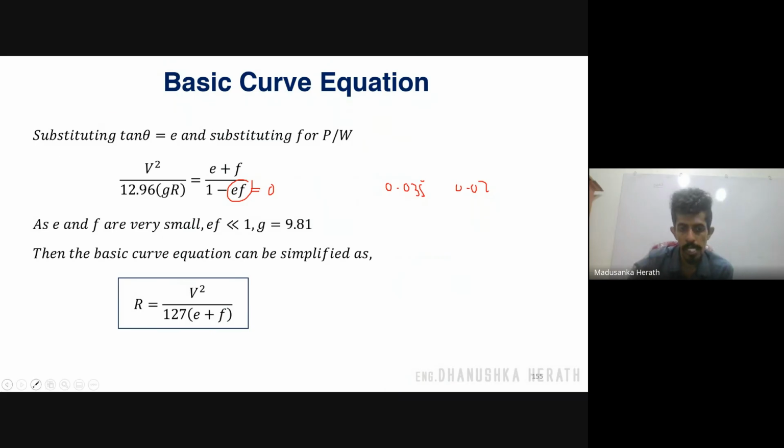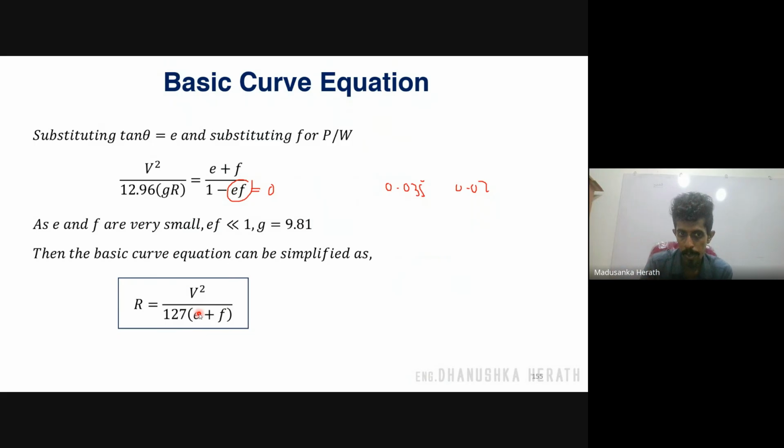Right. Now this is the equation, right? R is equal to V squared over 127 (E plus F). So if we know the value of E, the super elevation, and V is the design speed, and if we know the friction coefficient, then we can calculate the required radius for that curve. Or the other way around, if we have the radius value, then we can calculate the required super elevation for that radius. So likewise, we can calculate in different scenarios, right?